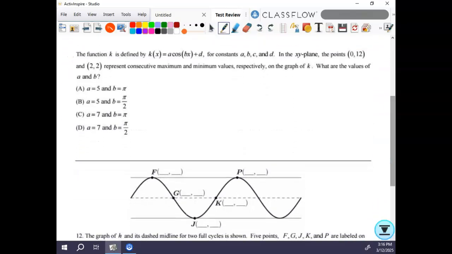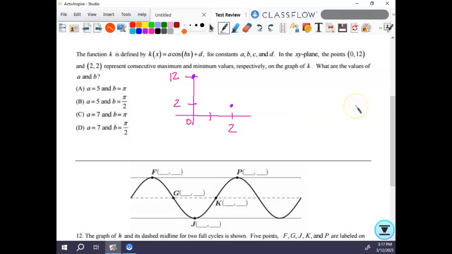Function K is defined here for constants A, B, C, and D, although there is no C in there. In the XY plane, the points (0, 12) and (2, 2) represent consecutive maximum and minimum values. So again, I would draw a little thing here. I've got 0, and then I'll be at 2, and then I'll have this at 2 and at 12. So I have a point at (0, 12), and I have a point at (2, 2).